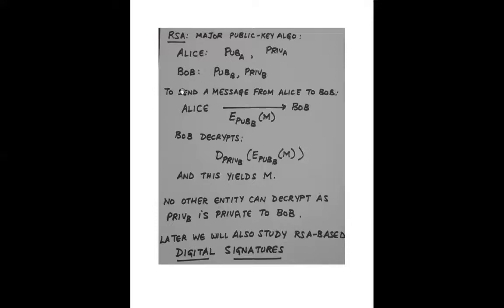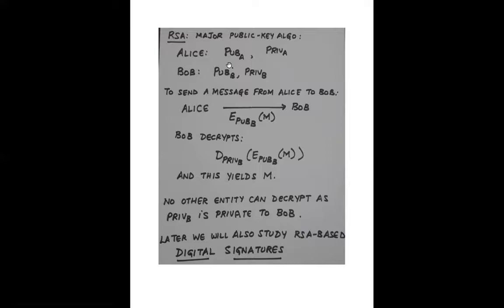The idea is the same as before: Alice publishes widely this public key pub A, and she keeps this private key priv A private. It's only known to her. Bob likewise publishes this public key pub B widely and keeps this priv B private.